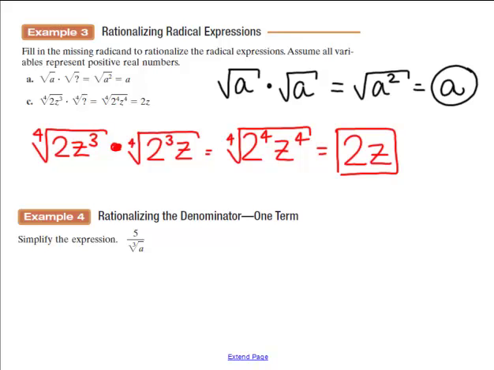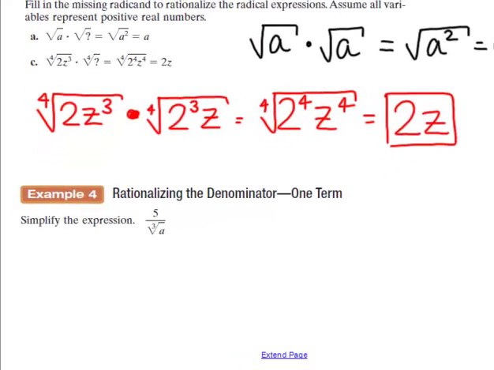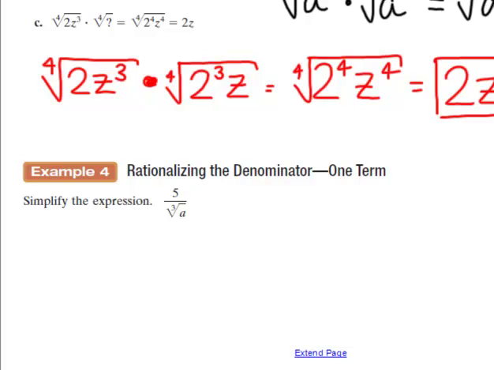Now, I know this is kind of confusing, but let's do it with an actual problem. We're going to do 2 different types. We're going to do it with 1 term in the denominator. Those are pretty easy. And then we're going to do it with 2 terms in the denominator, and those get pretty confusing. So this first one here, I want to simplify 5 divided by the cube root of A.